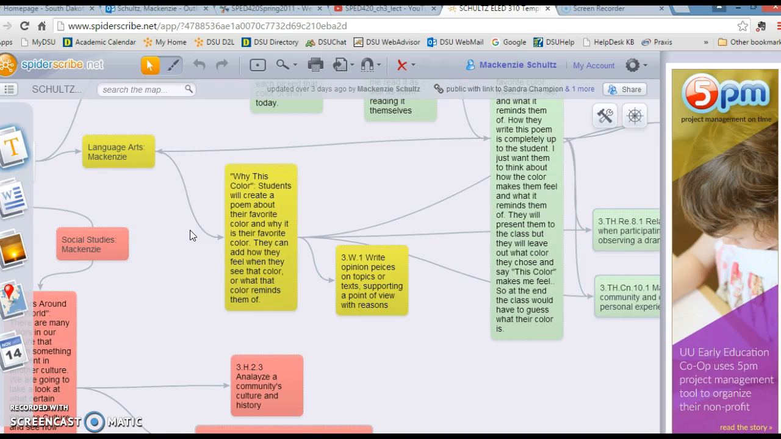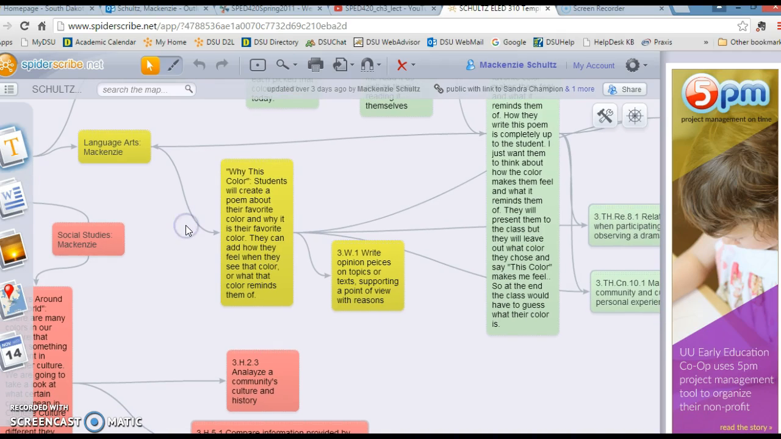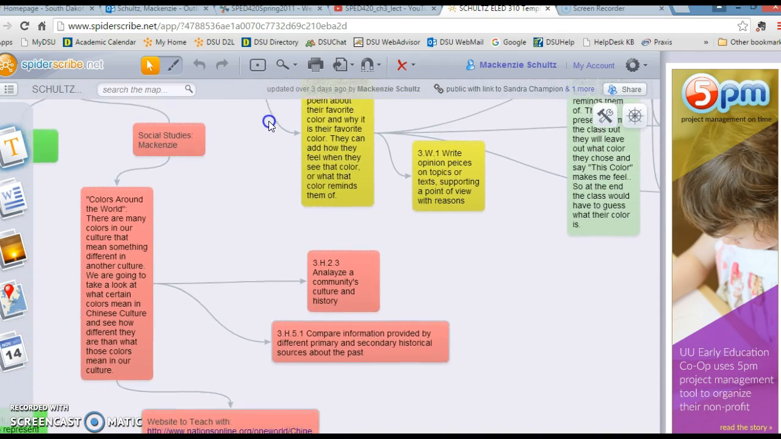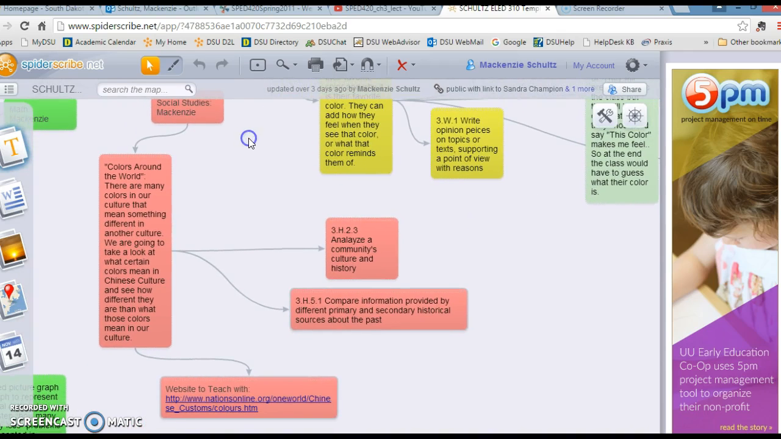This lesson is called Why This Color, why it makes you feel that way. I want them to use their own opinion for this piece and text. I think that's really powerful. When we move down to social studies, the lesson is called Colors Around the World. We know what colors mean in our culture and in our country, but colors mean different things in different cultures. For this activity, I really want to focus on what colors mean in Chinese culture.